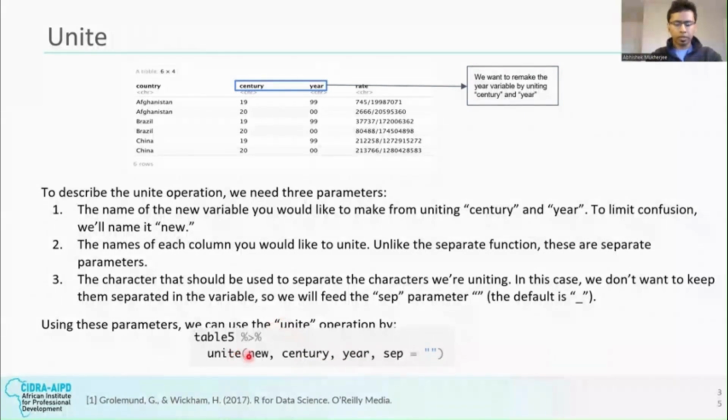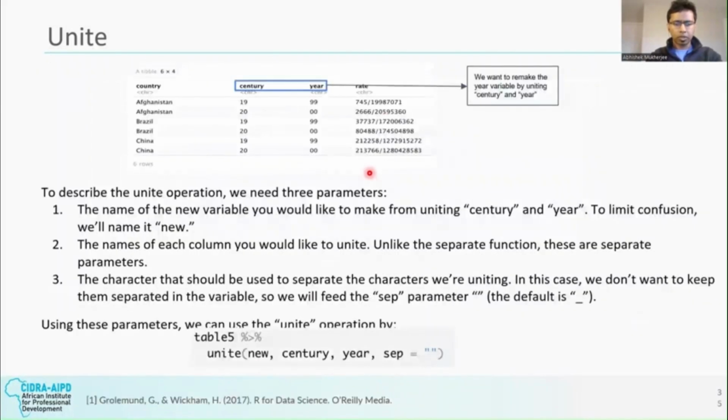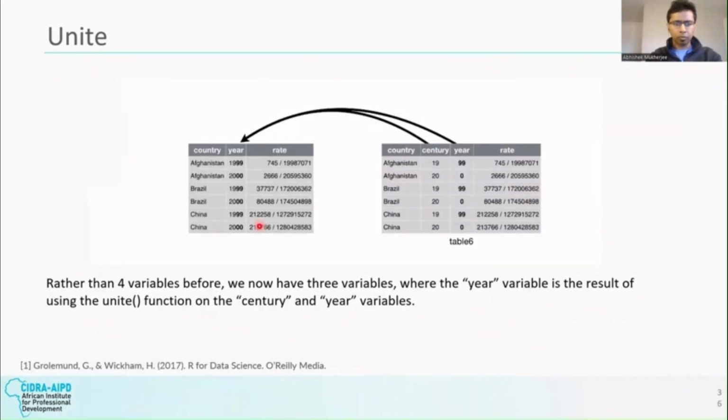So once we run this unite command, we would see that the century and the year columns get transformed or collapsed into a single column with the value 1999. Because we said that the separator is just a blank quotation mark, there wasn't any space or any other special character when we did this transformation.